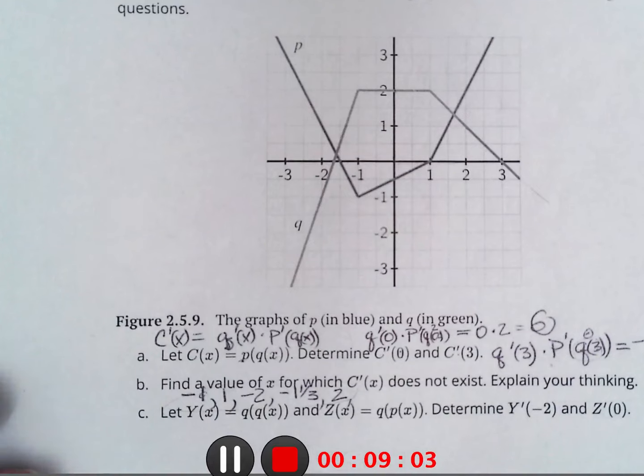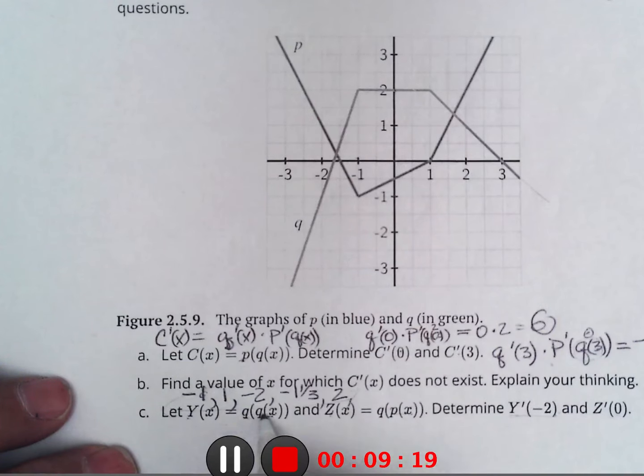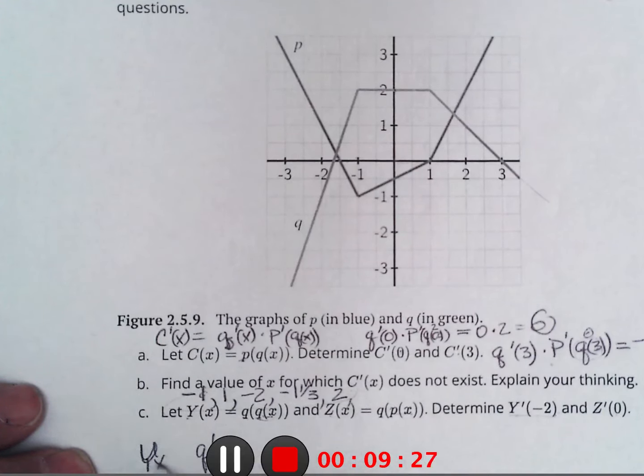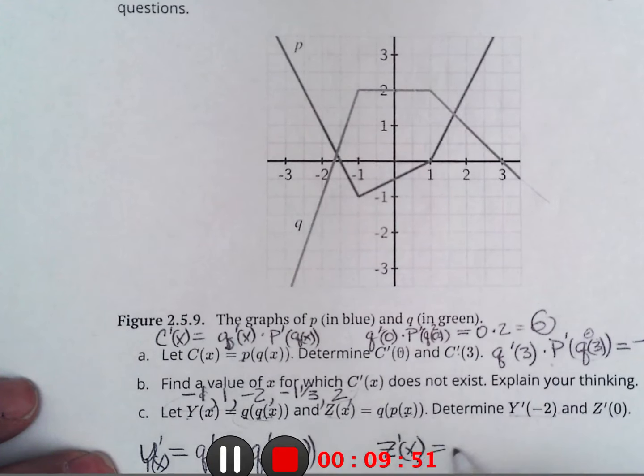And finally, let y be q of x. Z be this. Find both of these, so find y prime at -2. So q of x. So the derivative of the inside is q prime of x times the derivative of the bigger picture, which is q prime of q of x. And let's just get z while we're at these. So z prime of x will be the derivative of the inside times the bigger picture, q prime with p of x in it.